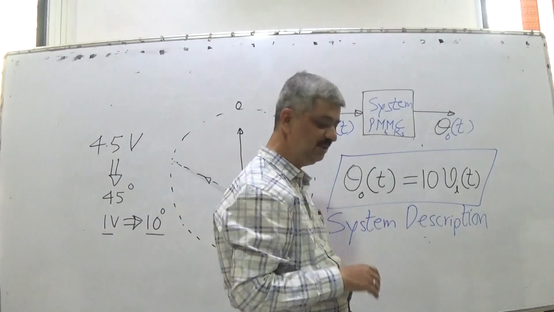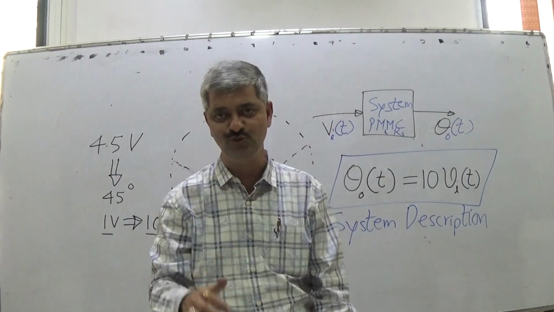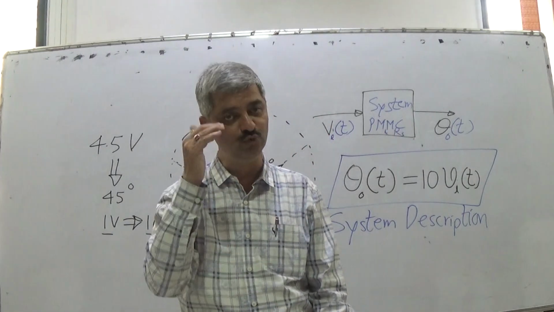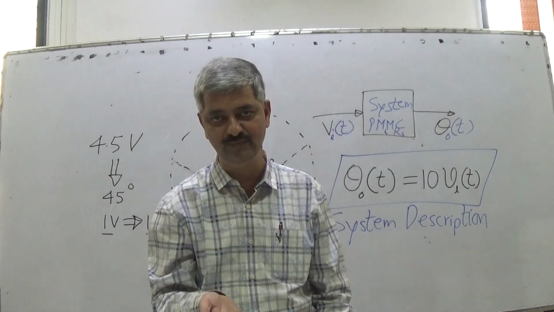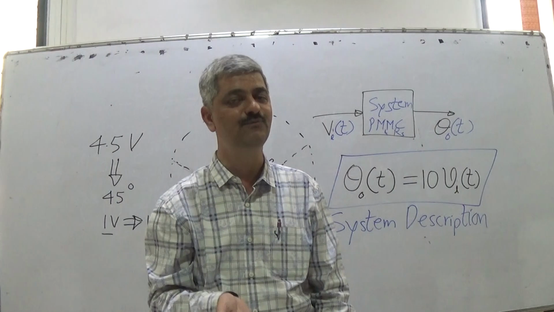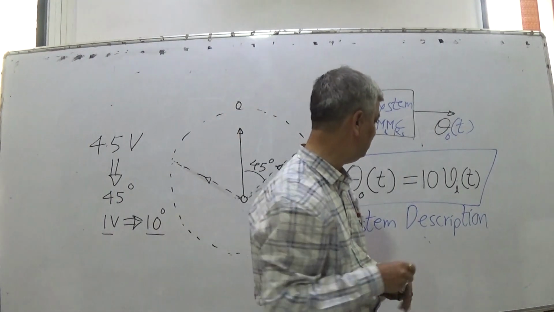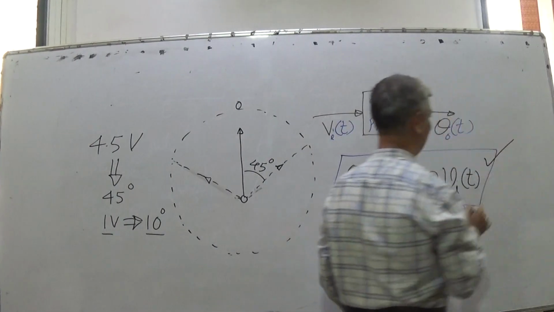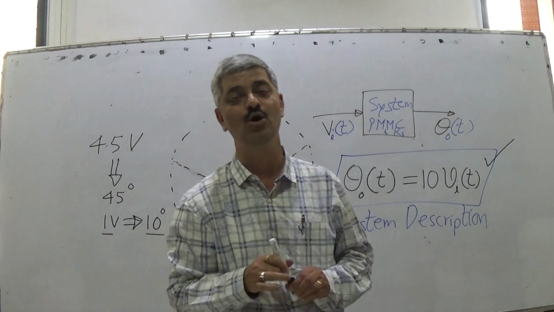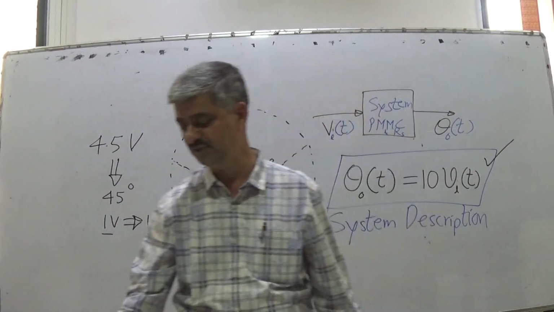Now my question is a very simple question. After you listen to the question, you pause and try to find out the answer. If you are able to find out, verify the answer by resuming the video. If you are not able to find out, then listen to the answer by resuming the video. My question is whether this equation is a correct description of the system or not. The question is very simple.